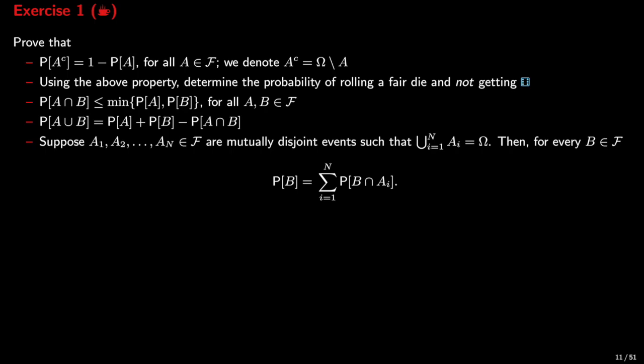Then prove this inequality, that the probability of the intersection is not larger than the minimum between P of A and P of B, and that the probability of the union is equal to P(A) plus P(B) minus P of the intersection. This one will be slightly more involved, but not too difficult.